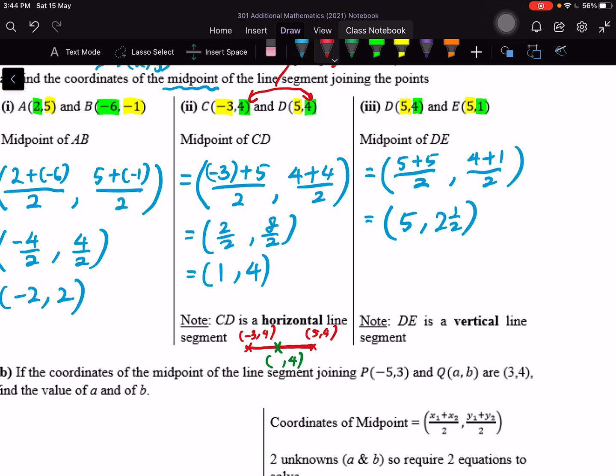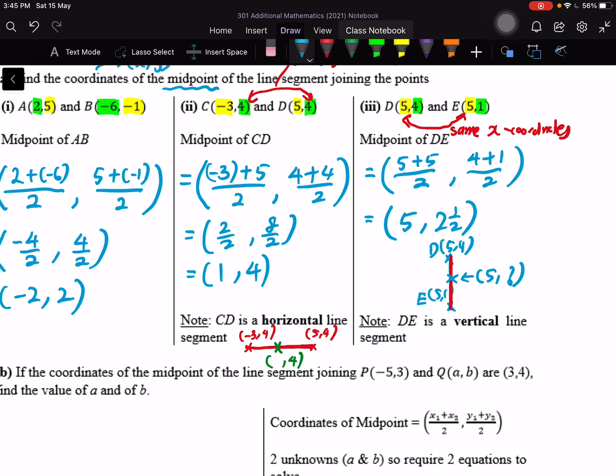Once again, just a note that in this case, they have the same x coordinate. If you were to plot these 2 points, you will realize that since they have the same x coordinate, your D, which is (5, 4), and your E, which is (5, 1), will result in a vertical line. So if it's lying on the same vertical line, you do expect the midpoint to also have the same x coordinate. And that's what we find. They have the same x coordinate for the midpoint.